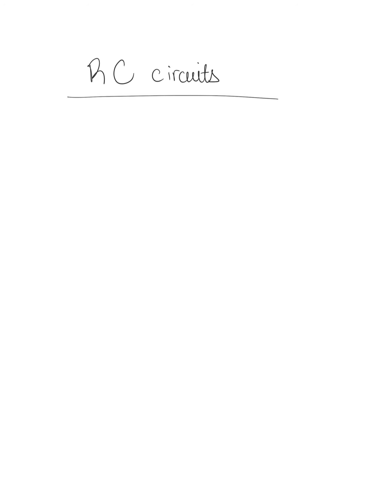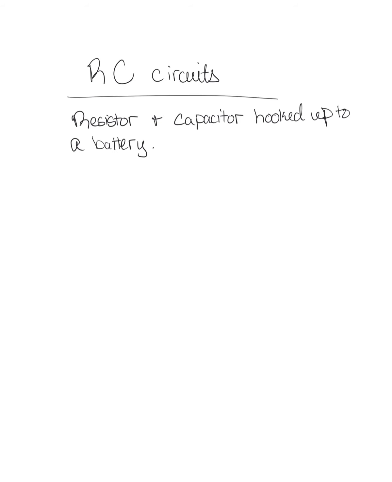Okay, so first off, what is an RC circuit? An RC circuit is a circuit with a resistor and a capacitor hooked up to a battery or source of voltage. Okay, we know a capacitor connected to a battery, the charge equals the capacitance of the capacitor times the voltage of the battery.